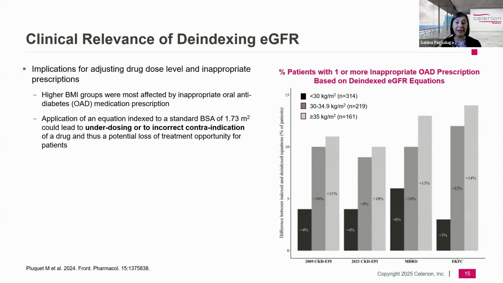The higher BMI group was most affected, and in the graph you could see anywhere from 3 to 14% of patients were inappropriately prescribed a diabetes medication based on their BMI and the formula that was applied.